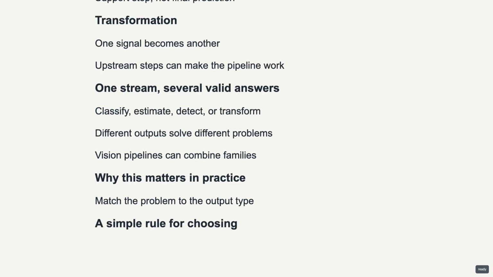A quick rule helps when the problem is still fuzzy. Start from the kind of output the application needs, and the relevant family usually becomes much easier to see.